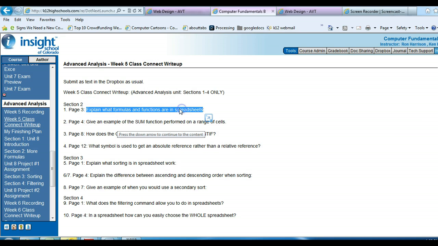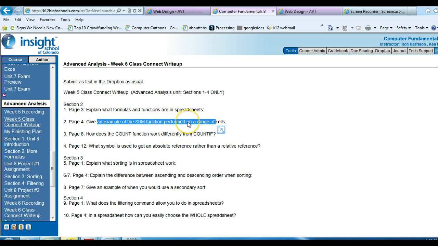Explain what formulas and functions are in spreadsheets, yes. Give an example of a sum function on a range of cells. So it would be equals sum, and then in parentheses whatever the range of cells is with the colon in between. How does the count function differ from count if? Well, I talked about that, but if you don't remember it, then you can go look that up and give me the answer. What symbol do you use to get absolute rather than relative? $. All right, section 3.